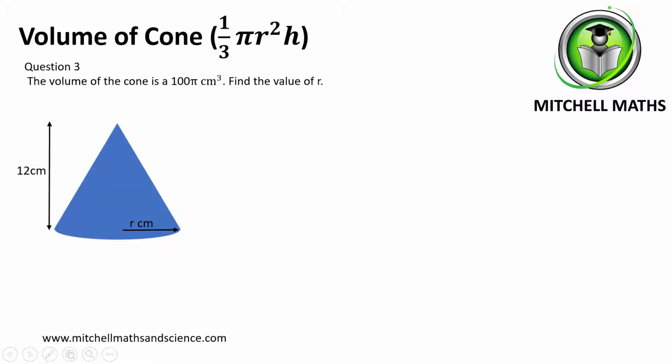Okay, the next question says, the volume of the cone is 100 pi centimetres cubed. Find the value of r. This is one of the types of question where we're going to have to write out the equation, and then rearrange it to find r. So I've got a third times pi times r squared, which I don't have, times height, which is 12, equals 100 pi centimetres cubed. And I'm going to rearrange this in order to find r.